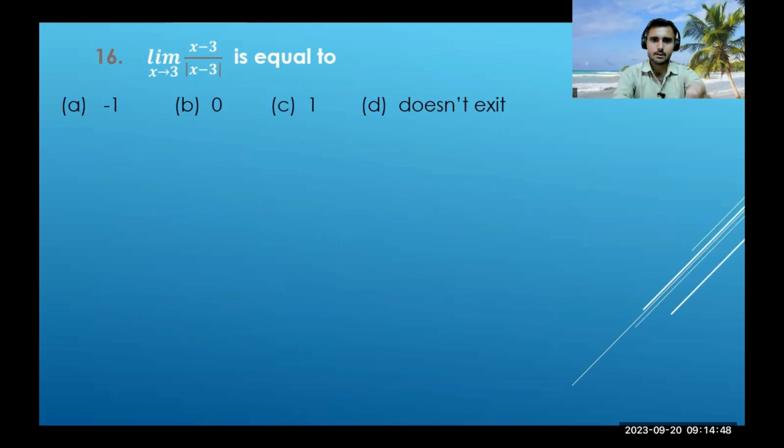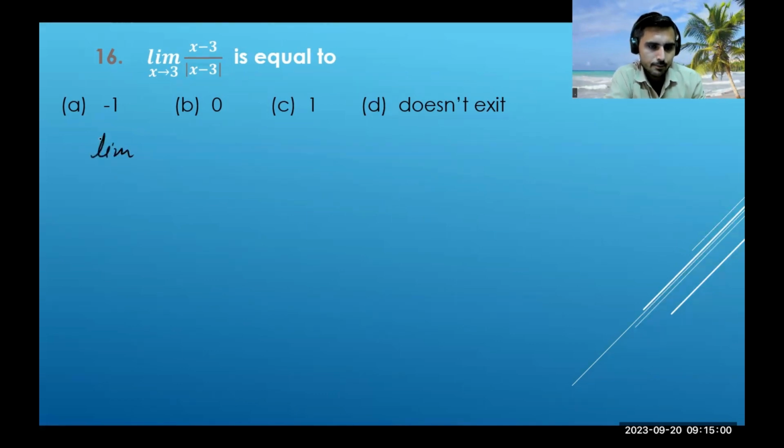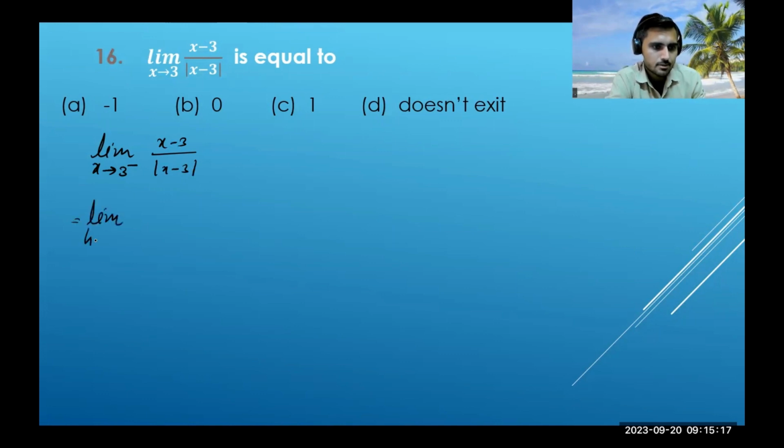Now look at this. We have a D option, which is does not exist. It means we'll check both limits, LHL and RHL. So limit x tends to 3 minus. Limit x tends to 3 minus of x minus 3 upon modulus of x minus 3. So now we'll write limit h tends to 0 and 3 minus h minus 3, right?